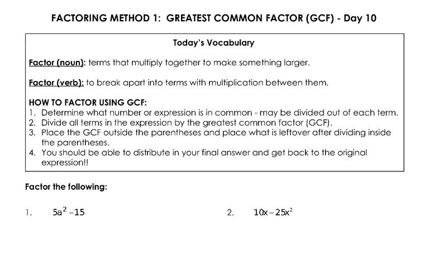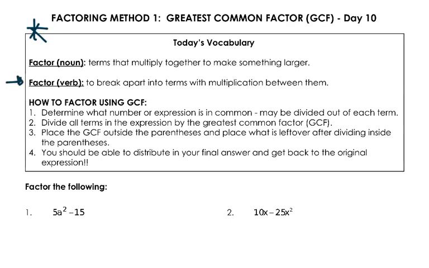If you notice in today's vocabulary section, there are 2 ways that factor is being used. One is when it's being used as a noun, it means the terms that multiply together to make something larger. And factor as a verb is to break apart into terms with multiplication between them. So we're going to be using factoring as a verb.